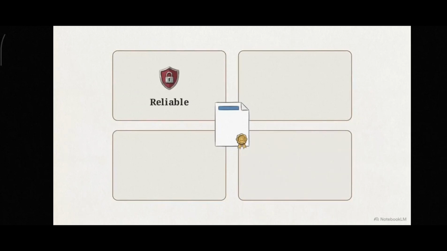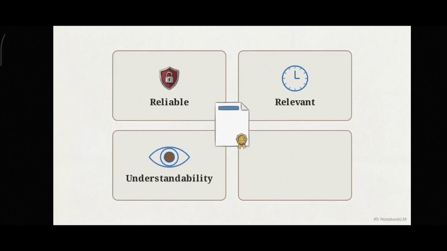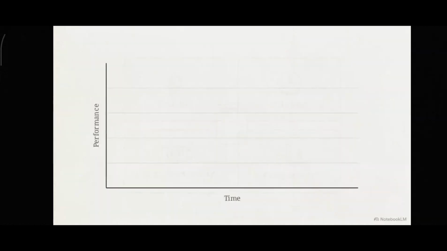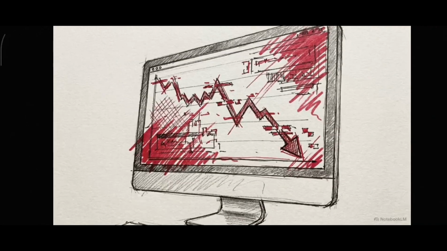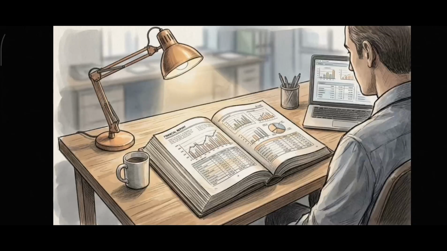First, data must be reliable, objective, and unbiased. Second, it must be relevant, arriving in time for decisions. Third, it requires understandability. Fourth, it must be comparable, allowing direct measurement against competitors. If the information fails even one of these checks, the integrity of the system breaks down, leading management straight into flawed decisions. So who is actually waiting at the end of the line to read these reports?